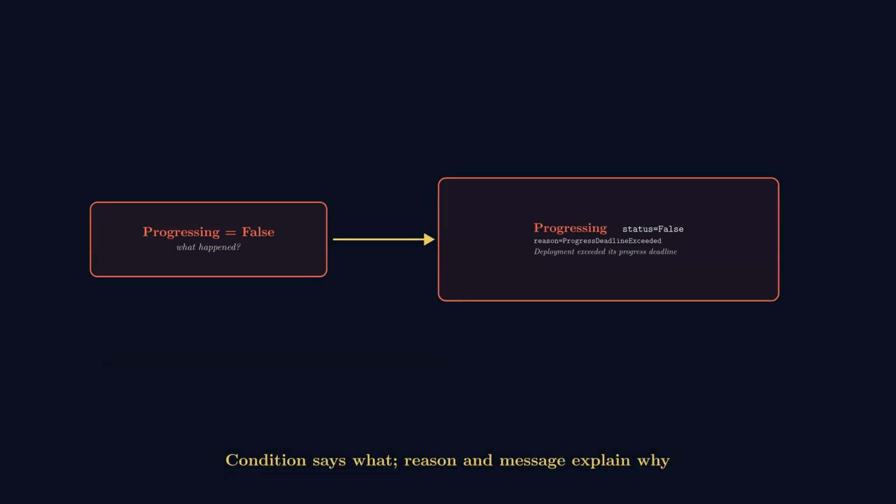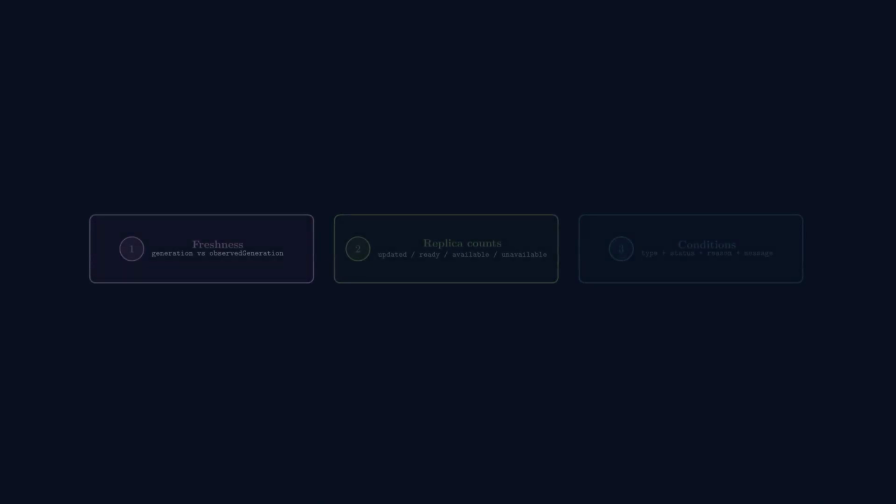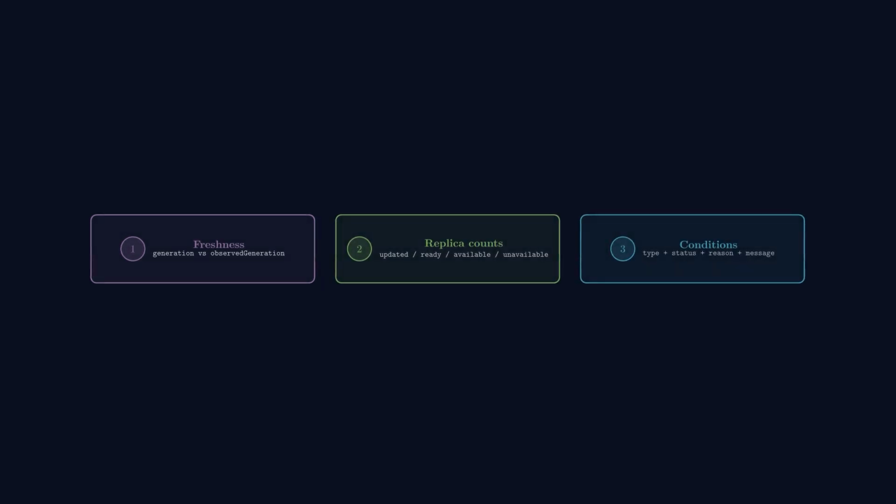For a deployment, we can now read status in 3 simple steps. First, compare generation with observed generation to see whether the controller has seen the latest desired state. Second, look at replica counts such as updated, ready, available, and unavailable replicas. Third, read the conditions, especially their type, status, reason, and message, to understand what the rollout is doing and why.